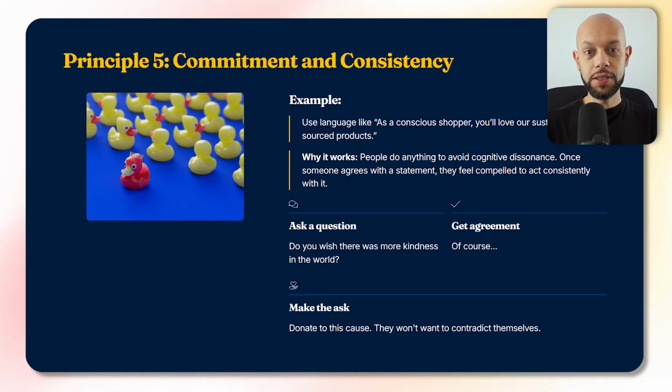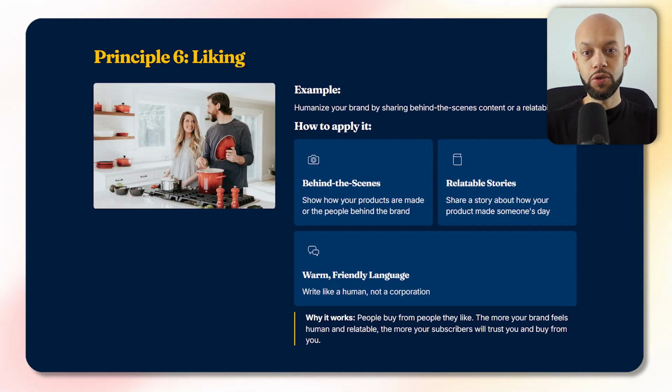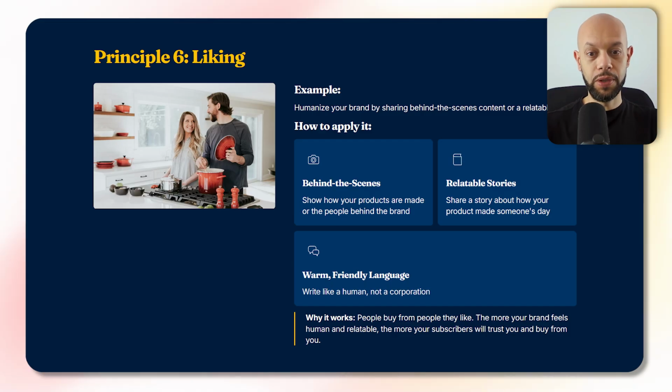Principle number 6 is going to be liking. As an example, humanize your brand by sharing behind the scenes content or a relatable story. Founder content works incredibly well for e-com at the moment. The way to apply it is to use behind the scenes, show how your products are made or the people behind the brand. You can have relatable stories, share a story about how your product made someone's day, use warm and friendly language. For example, write like a human and not a corporation. The reason this works is the old adage, people buy from other people or companies they like. The more your brand feels human and relatable, the more your subscribers will trust you and buy from you.